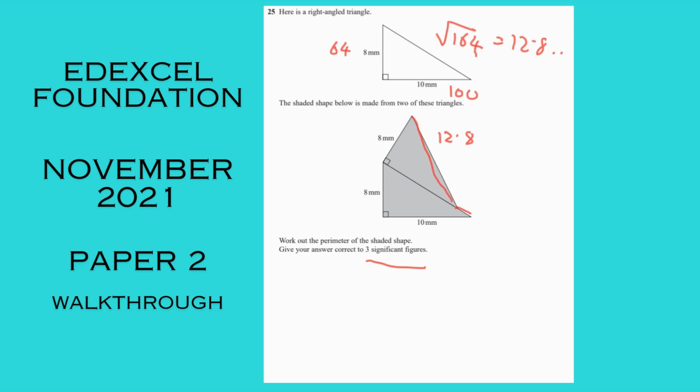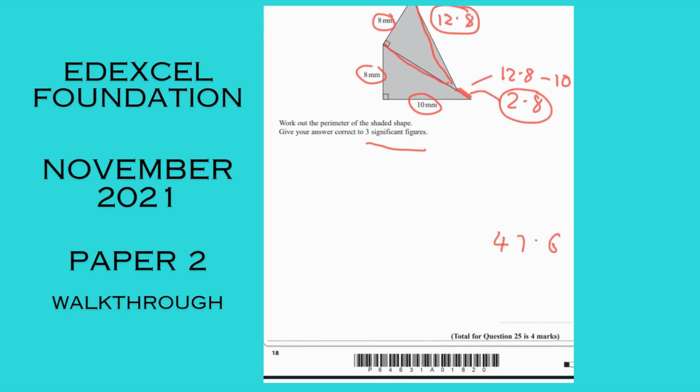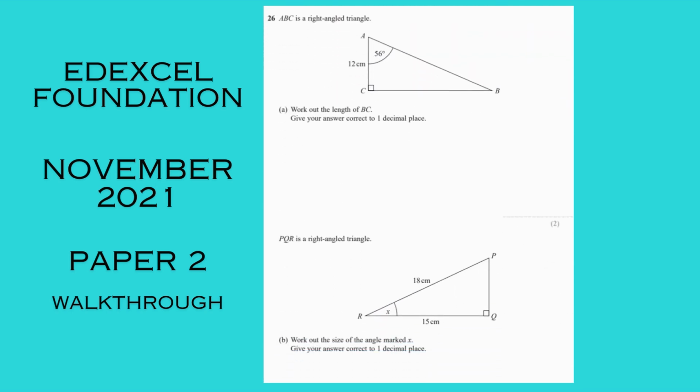But the bit to be careful of, it doesn't include that bit there. Now the whole line is 12.8, but this bit covers it up. So it's take away 10, so that little bit is 2.8 on its own. So the total of the perimeter, 8 plus 8 plus 12.8 plus 10 plus 2.8 for 41.6 millimetres.